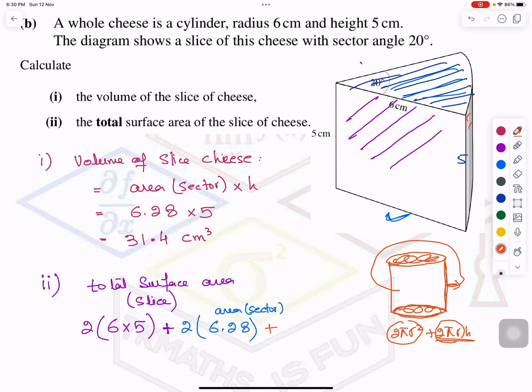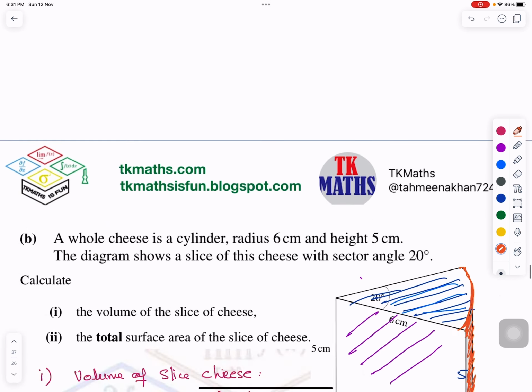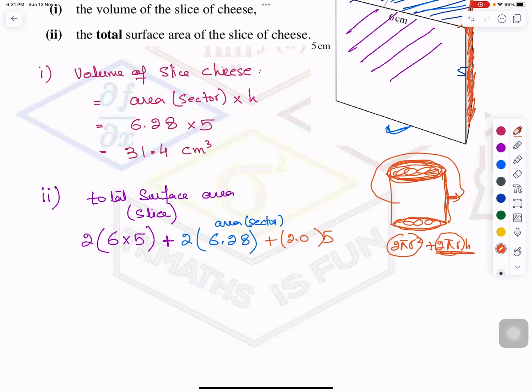Similarly, I'm repeating it. When we are finding the curved surface area, because now I have to find the curved surface area of this slice, which is here, all around it is the circumference of the cylinder, which is 2 pi r, and the height is the height of the cylinder. In this case, the height of the cheesecake is 5, but the curve is only this much, which is the arc length, rather than the whole way around. The arc length was 2.09, so 2.09 times 5. You understood how we are finding the total surface area.